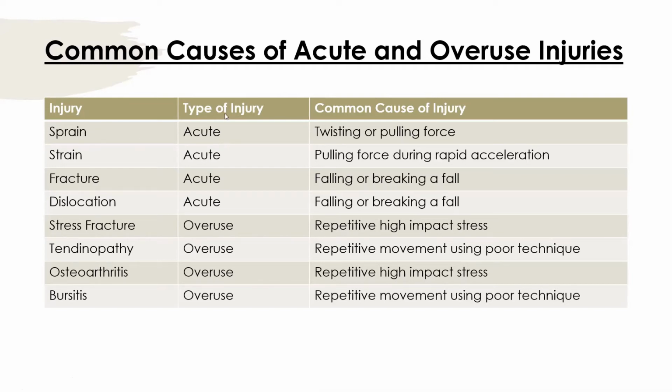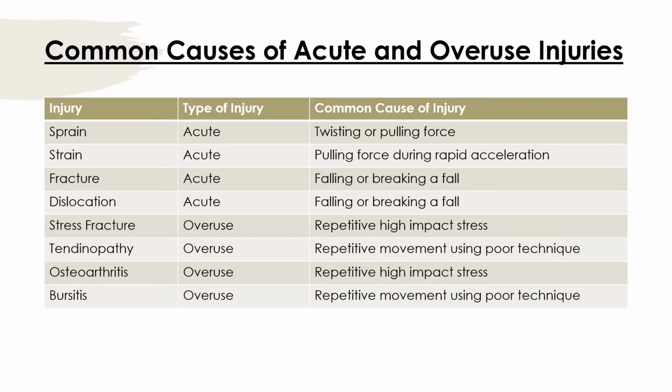Sprain is an acute injury, and the common cause of injury is twisting or pulling force. Strain is also an acute injury, and the common cause is pulling force during rapid acceleration. Fracture, an acute injury, is caused by falling or breaking a fall. Dislocation, also an acute injury, is caused also by falling or breaking a fall.